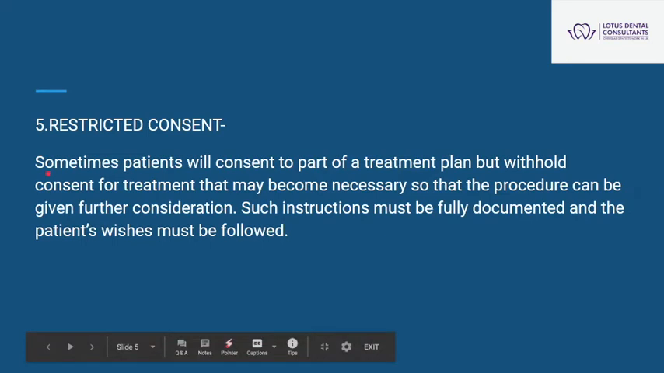Restricted consent. Sometimes a patient will consent to a part of the treatment plan but withhold the consent for treatment that may become necessary, so that the procedure can be given further consideration. So he will say, I am ready for half of this. If you explain the full treatment plan to the patient and he or she says, I'm ready for this specific point, I'm not ready for this specific point, he is restricting his consent to a particular part of the treatment plan.